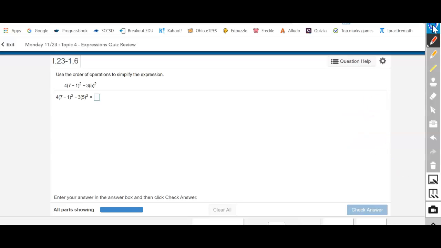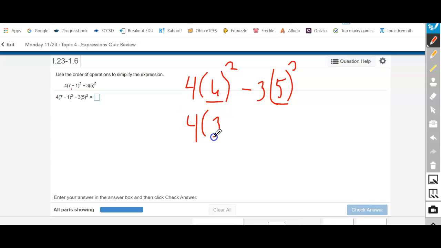Okay, we've got some exponents, everything involved here. So we got parentheses first. 7 minus 1 is 6. So I'm going to rewrite it. 4 times 6 squared minus 3 times 5 squared. So 6 squared and 5 squared. That means 6 times 6, which is 36. 5 times 5 is 25.